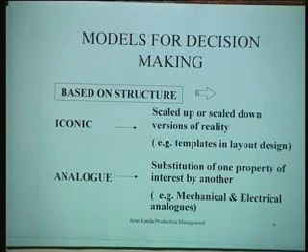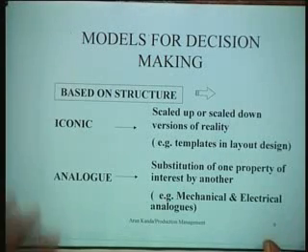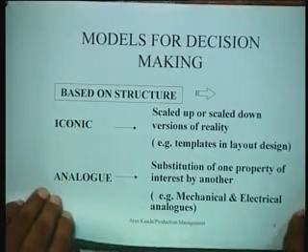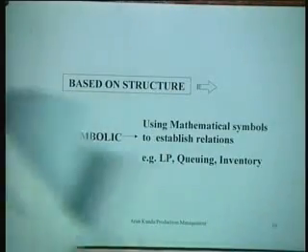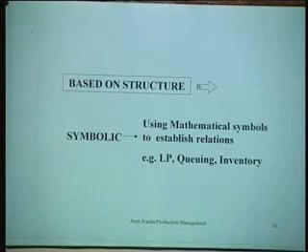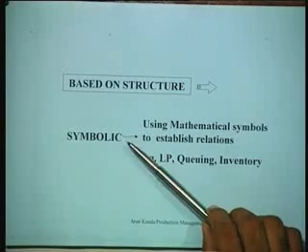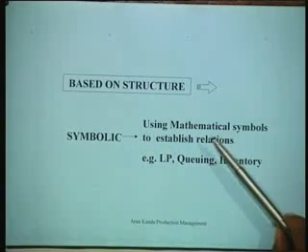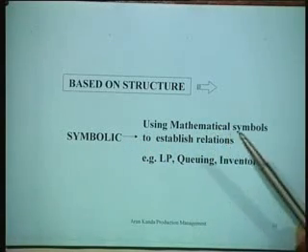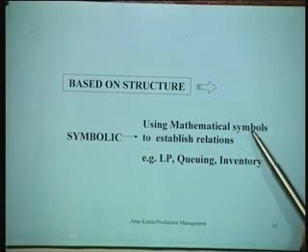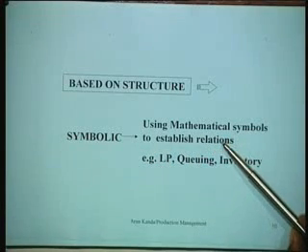This is an analog, right? It's an example of what we mean by an analog. Then we have the symbolic model, which is essentially based on the structure where we are using mathematical symbols to represent relations.